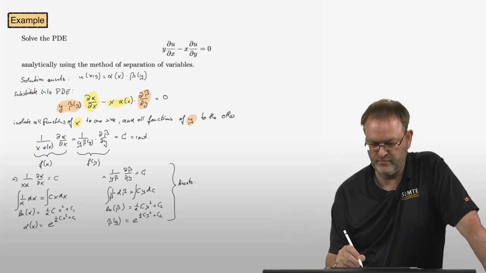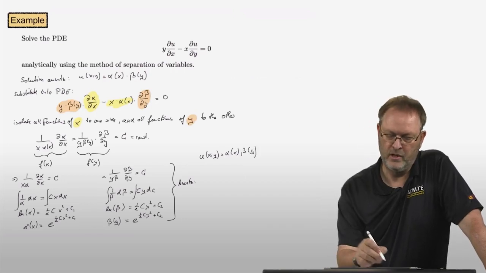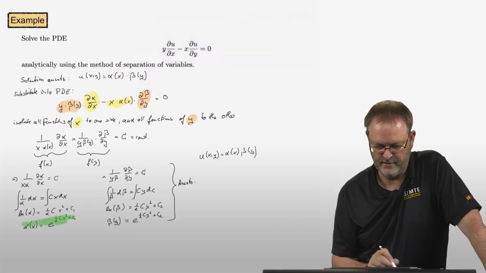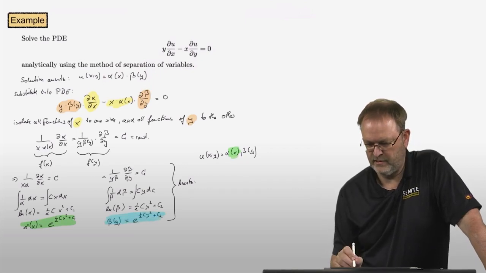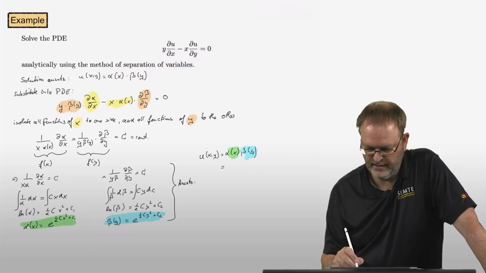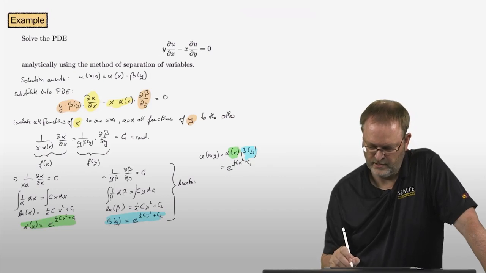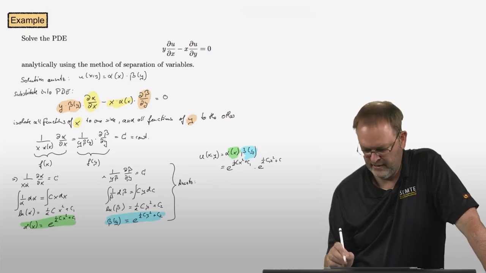Okay, so now these can be substituted back into the ansatz. So the ansatz was what? u of x and y is equal to alpha of x times beta of y. And I found these now, right? So I have here my alpha of x, it's this function, and my beta of y goes into here. So this is then equal to e to the power 1/2 cx squared plus c1 times e to the power 1/2 cy squared plus c2.